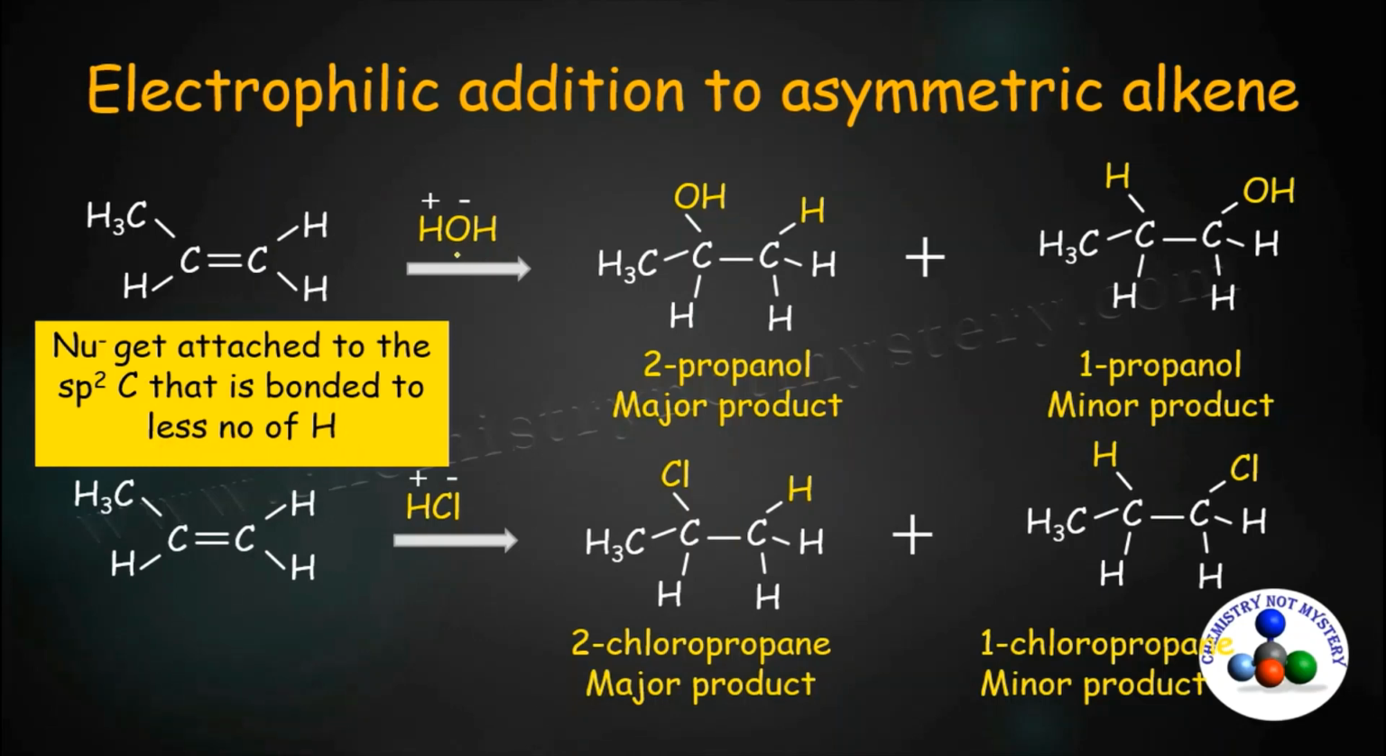In the first reaction, the nucleophile is OH negative ion and it gets attached to the sp2 hybridized carbon that is bonded to less number of hydrogen. So this carbon is bonded to just one hydrogen while the other carbon is bonded to two hydrogens. So that's why OH gets attached to the carbon that is bonded to less number of hydrogen. That's why we have got 2-propanol as the major product. In the same way, in the second reaction, the nucleophile is the Cl negative ion and it gets attached to the carbon that is bonded to less number of hydrogen. So that's why we have got 2-chloropropane as the major product.